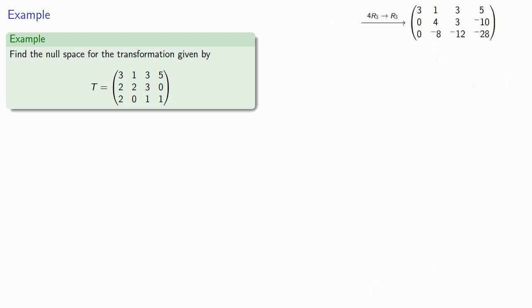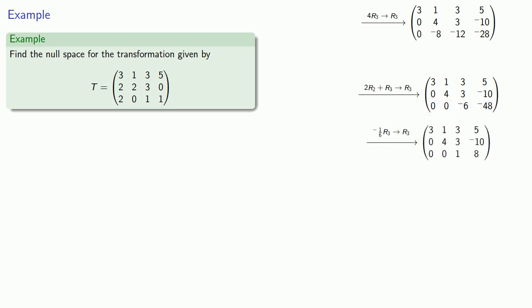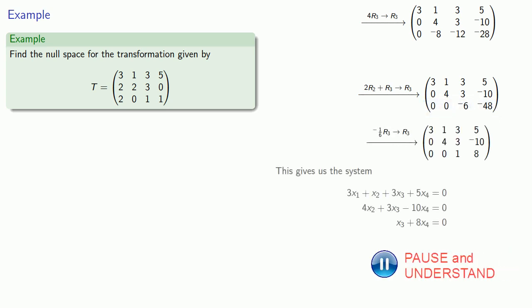Now we can multiply the second row by 2 and add it to the third to get a 0 below the pivot. And since every entry in the last row has a common factor, we can multiply it by -1/16 and simplify it. And this gives us our system in row-reduced form.